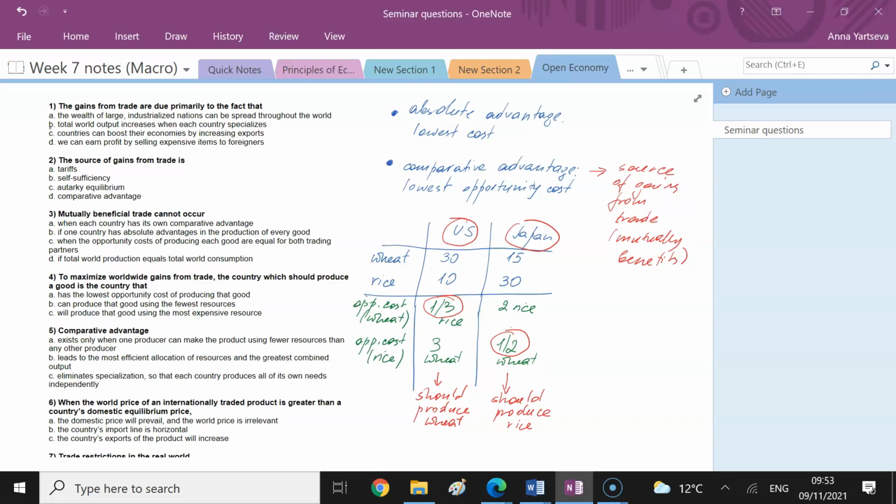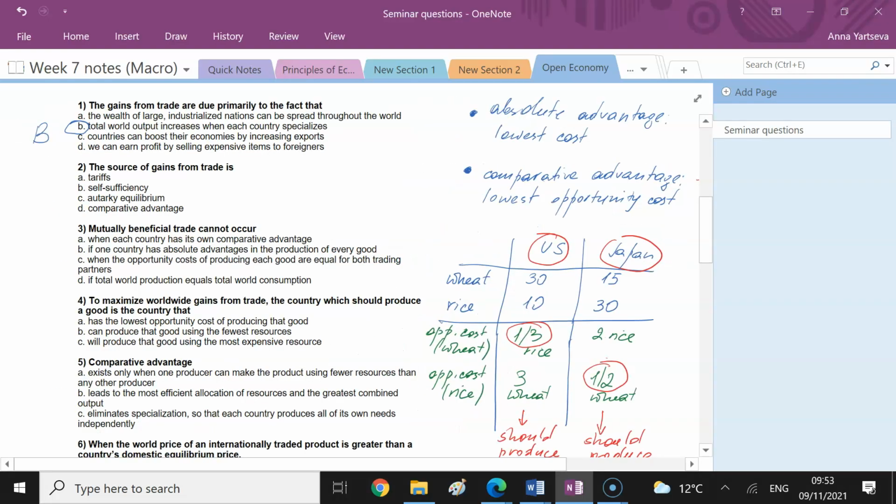The gains from trade are primarily due to the fact that total world output increases when each country specializes. This is what we've covered in the very first seminar, 10 Principles of Economics. Trade increases wealth. Mutually beneficial trade increases wealth. One of the sources of these gains is specialization. This is because when countries specialize, they can produce more output cheaper, quicker, with lower cost. As a result, the combined output will increase.